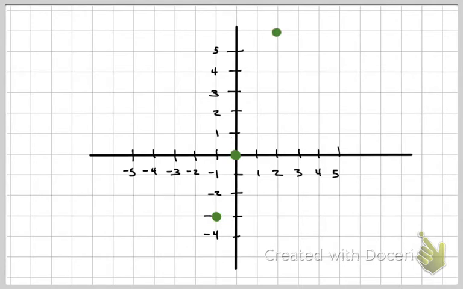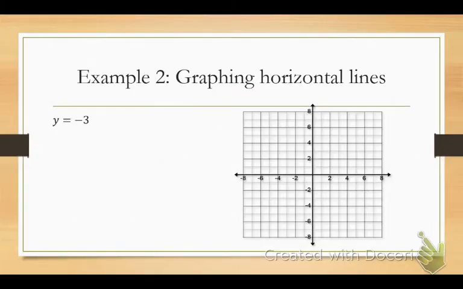Okay, and now we're just going to draw our straight line through all the points. All right, arrows on both ends of the line show that our solutions are infinite, and we have now officially graphed our linear equation. All right, so now in example 2, we're graphing what we call horizontal lines.